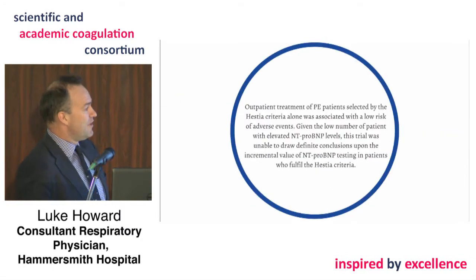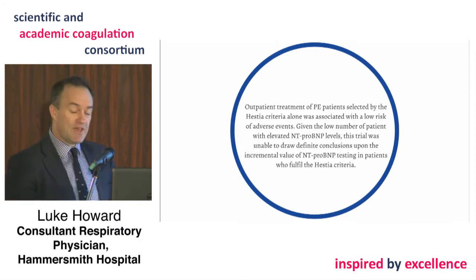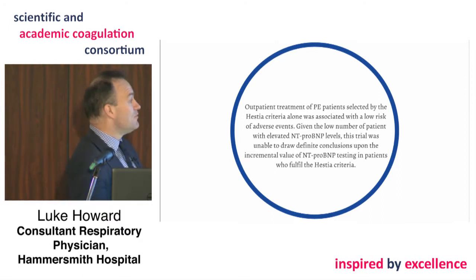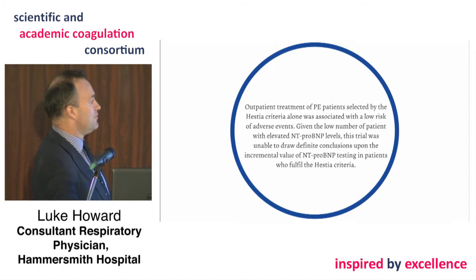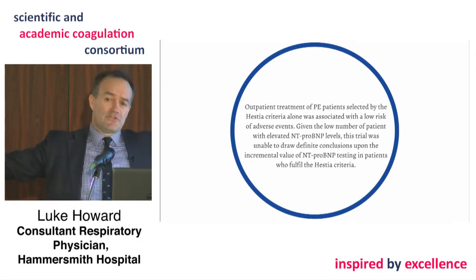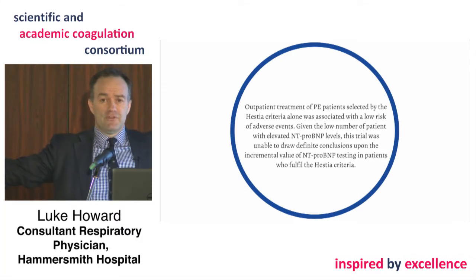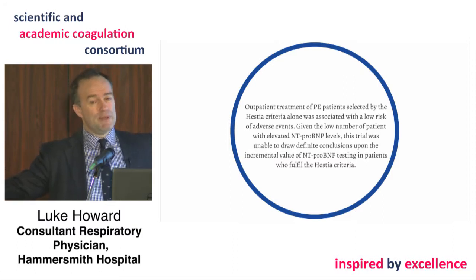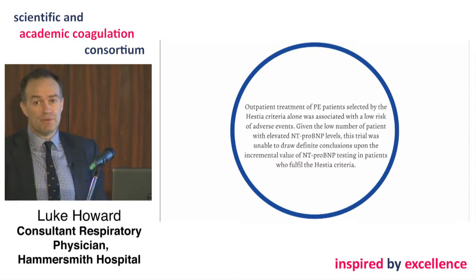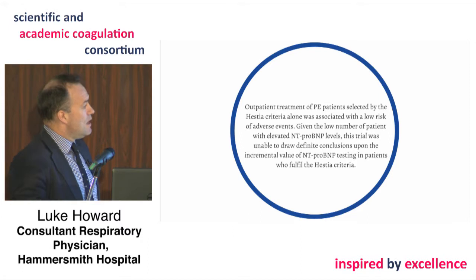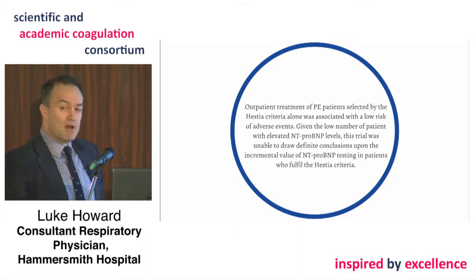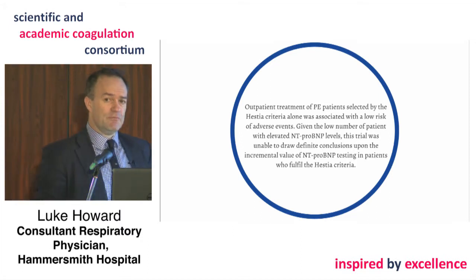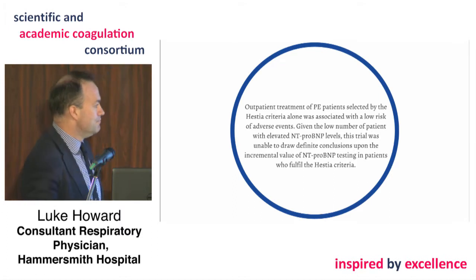The conclusion from this study was that if you just use the Hestia criteria alone, you can send people home with a low risk of adverse events. But they felt it was still unable to draw definite conclusions. Now, you could say if you need to do a study which has got 10,000 patients in it to find a difference, well, probably it may be statistically important but clinically irrelevant. So that's probably where we are. We can use a simple scoring system alone to send people home.